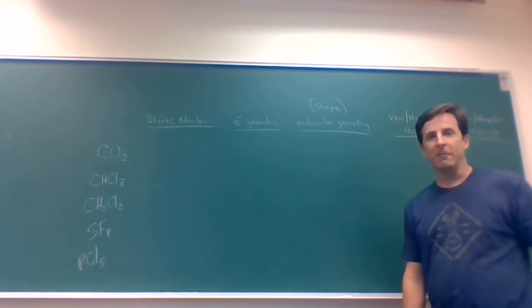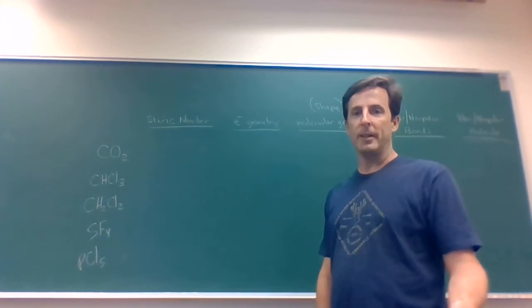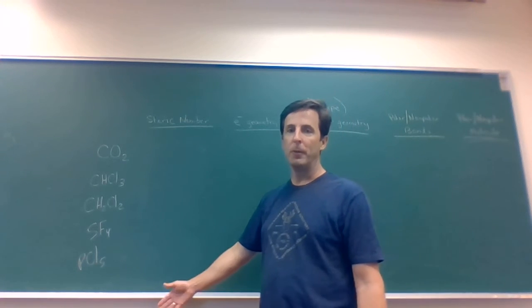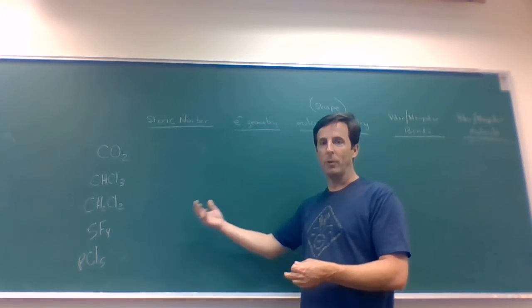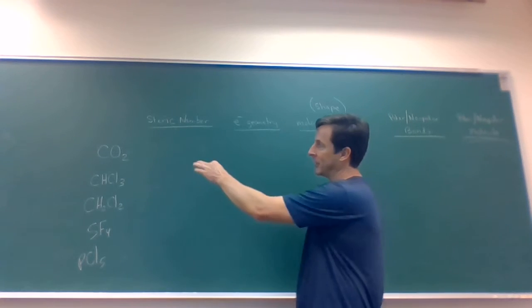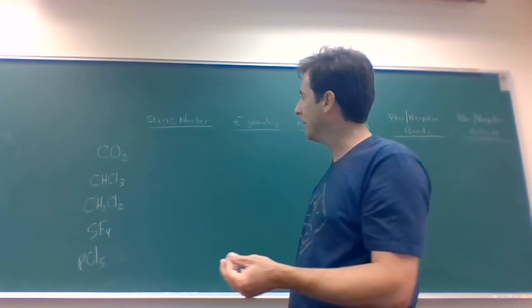Okay guys, so we're practicing with Lewis dot structure, shapes, and polarity. I've got a set of examples we're going to work through. So we're going to take each one all the way across and then restart. So my first example is carbon dioxide.